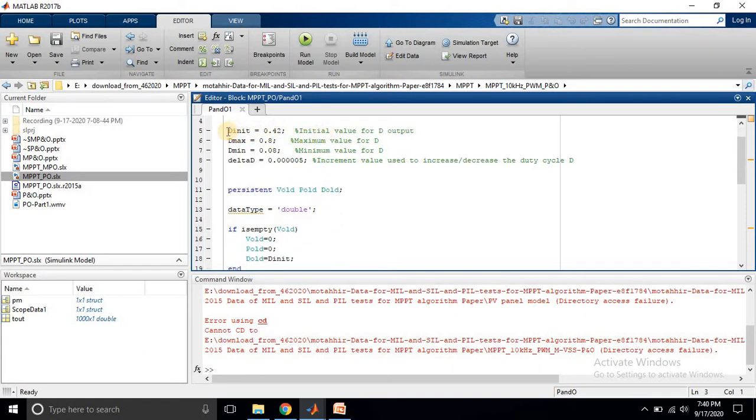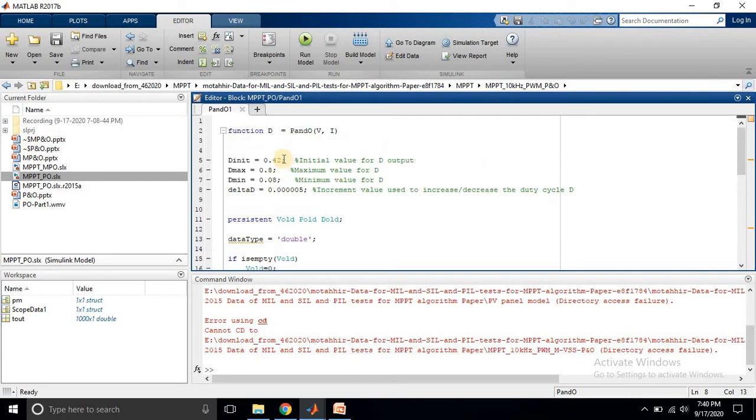So the initial duty cycle for the P&O algorithm is considered as 0.42. The maximum duty cycle is considered as 0.8, and the minimum duty cycle is considered as 0.08. And then the increment of the duty cycle, based upon the power difference and voltage difference condition, is considered as 0.00005. Okay, so these are the basic initializations in the P&O algorithm.